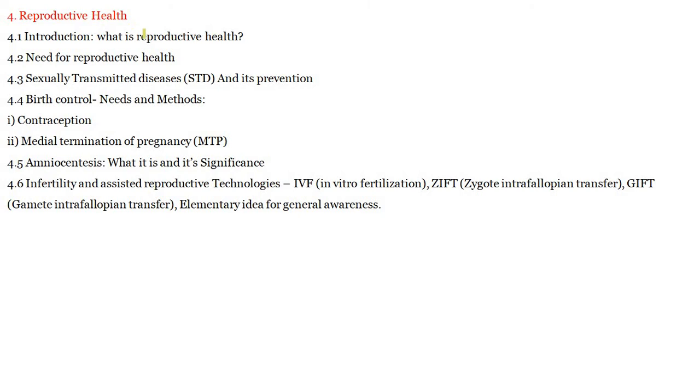Reproductive health. Introduction: what is reproductive health? Need for reproductive health. Sexually transmitted diseases, STDs, and their prevention. Birth control: needs and methods, contraception, medical termination of pregnancy, MTP. Amniocentesis: what is it and its significance? Infertility and assisted reproductive technology: IVF, ZIFT, GIFT. Elementary ideas for general awareness.